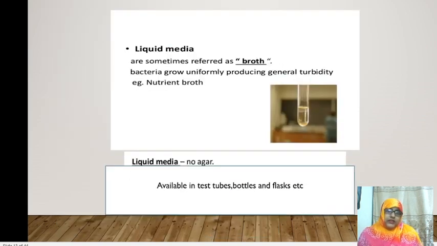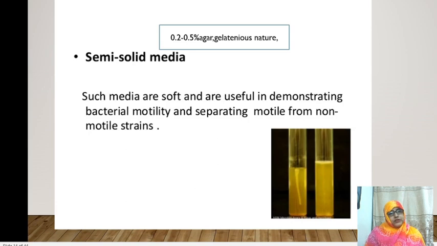The liquid media, having no agar, is available in test tubes, bottles, flasks, etc. In semi-solid media, there is 0.2 to 0.5% agar, with a gel-type, gelatin-like nature, basically soft, mostly present in petri dishes and test tubes, and specific for motile and non-motile bacteria separation.